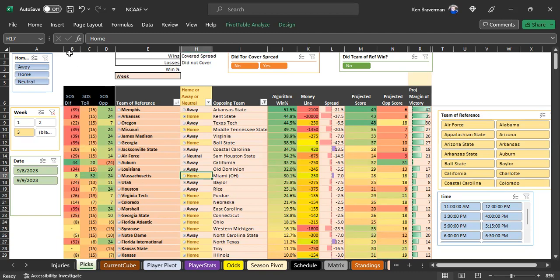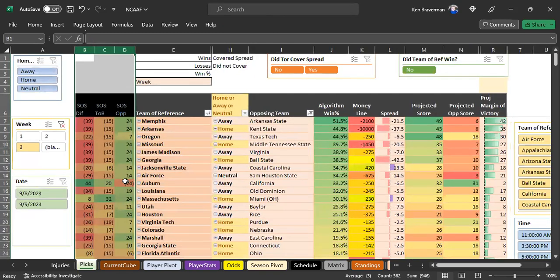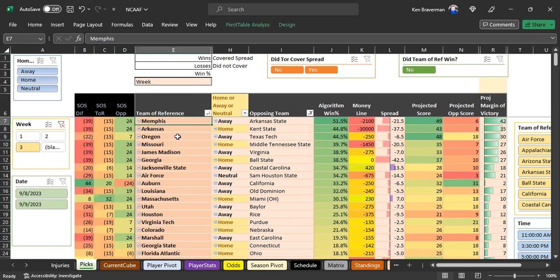Speaking of making it better, I added strength of schedule numbers in our view of the games and a strength of schedule differential, meaning how much better or worse were the teams that the team of reference played compared to the teams that the opponent played.